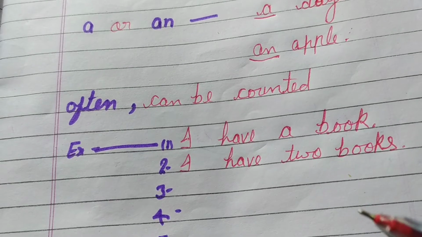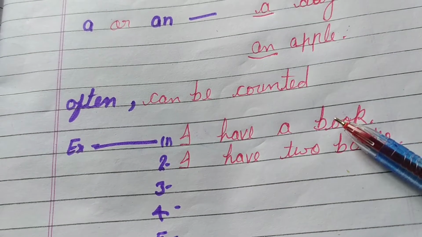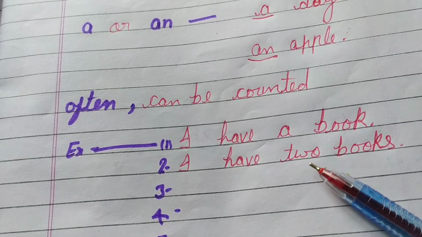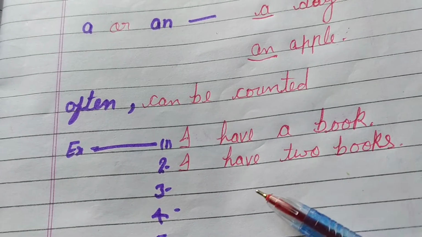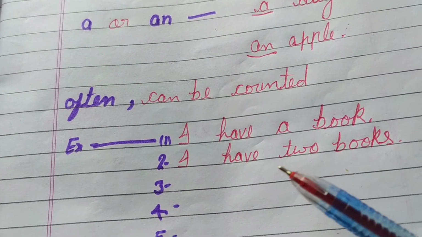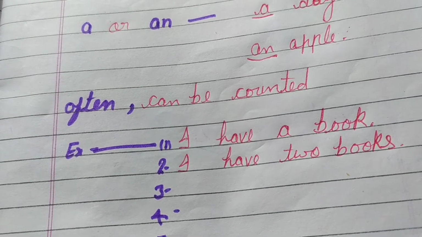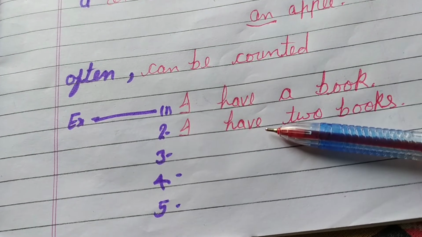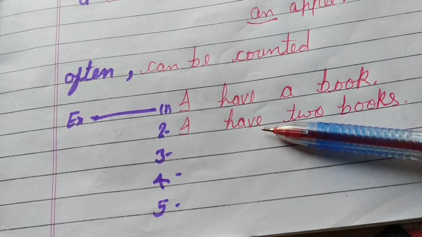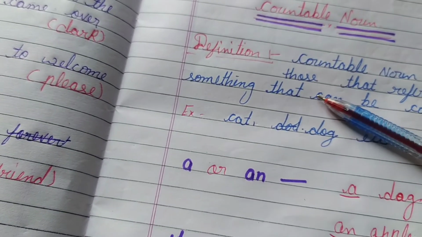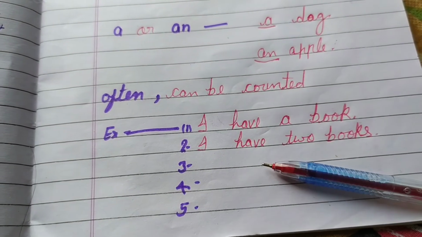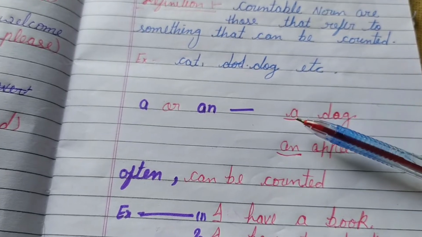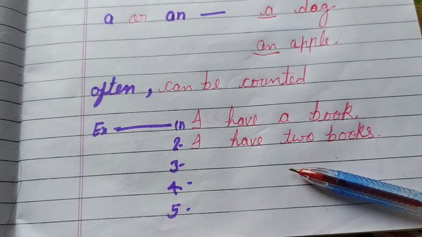So for example, I have a book. If you have one book, you can count: I have a book. If you have 2 books, I have 2 books. I have 3 books. Like this. So write here 5 examples. Complete 5 examples in your notebook. Write only the definition and 5 examples.